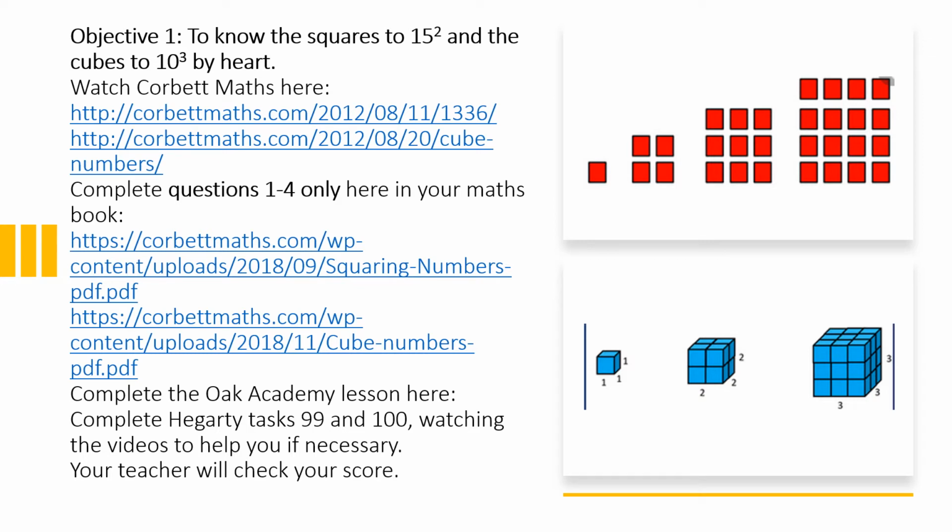And a good way to do that is to watch the videos, of course, and then to complete the Hegarty tasks, and even watch the Oak lessons and complete that as well. So do all those activities. But another thing you can do is test yourself. Actually cover up the numbers, see if you can remember them, see if you can write them down, see whether you got them right or wrong, and then have another go and keep going till you've memorized all of them.